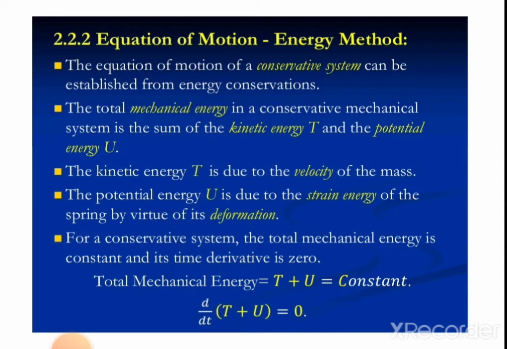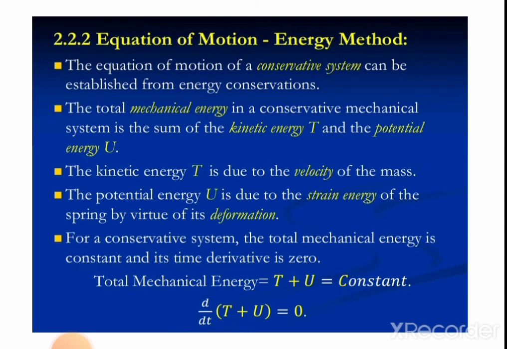The equation of motion of a conservative system can be obtained by the concept of energy conservation. As we all know, total mechanical energy in a conservative mechanical system is the sum of kinetic energy and potential energy. Here T is kinetic energy and U is potential energy. Potential energy is due to strain energy of the spring by virtue of its deformation. Kinetic energy is due to velocity of mass.